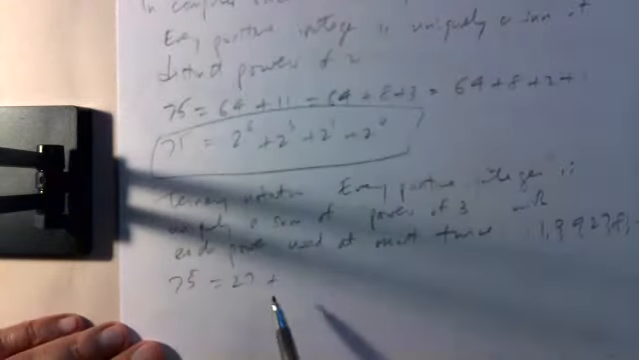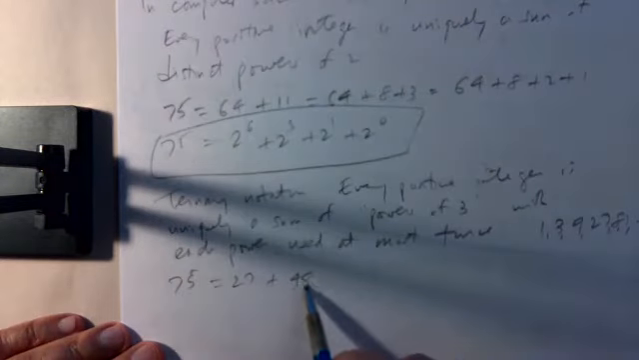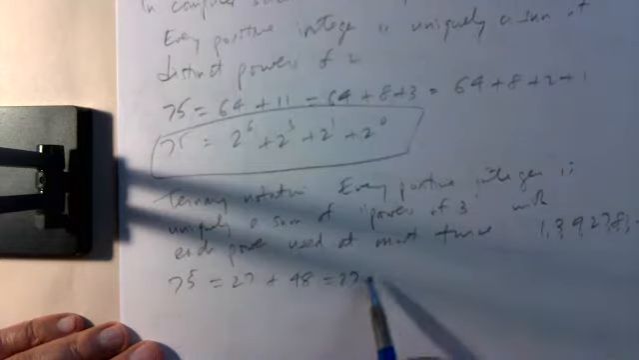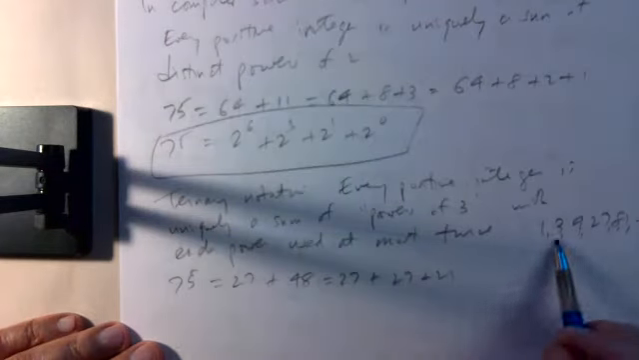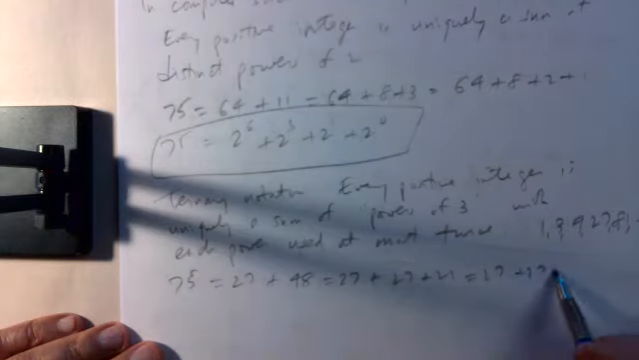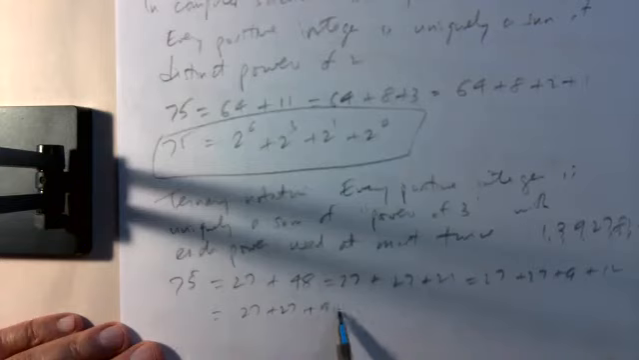So what are the powers of three? 1, 3, 9, 27, 81, and so forth. So if I want to write 75 as a sum of powers of three, I can't use 81, that's too big. I can use 27, 75 is 27 plus 48, I think. And 48 is 27 plus 21. For 21, I can use 9. This is 27 plus 27 plus 9 plus 12. That's 27 plus 27 plus 9 plus 9 plus 3.